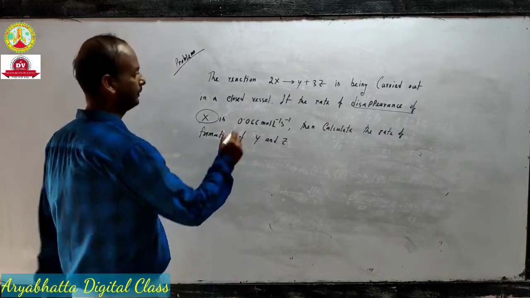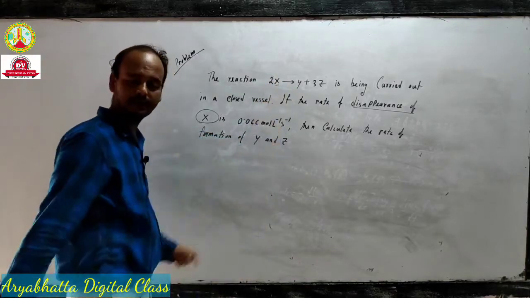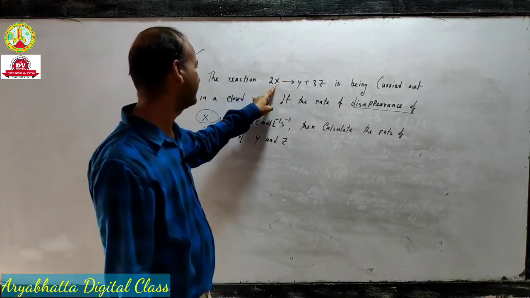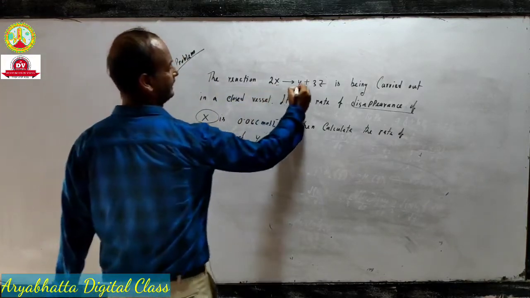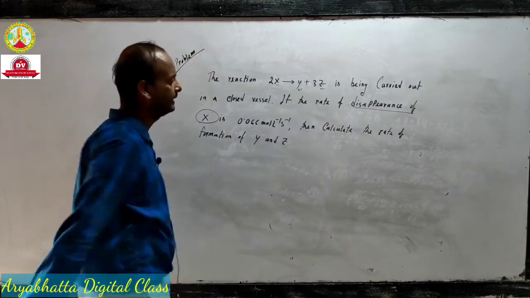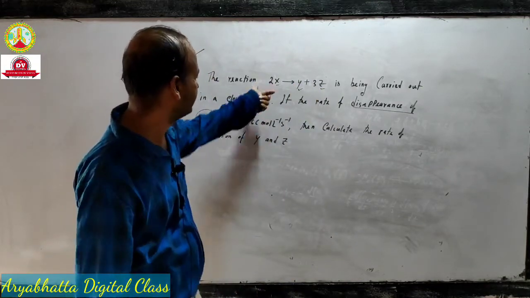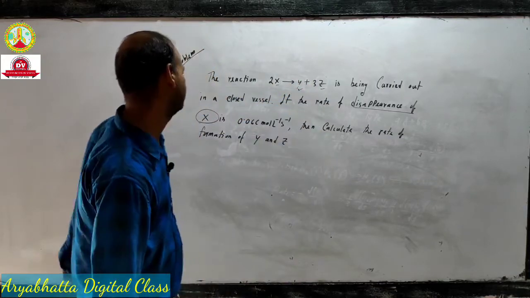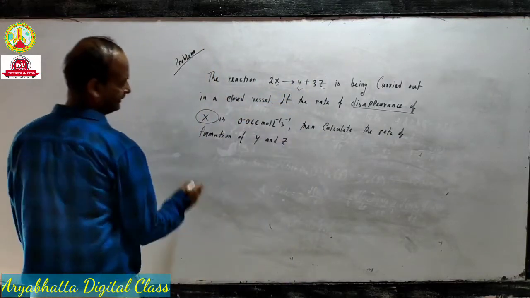Then okay, this is reactant, so obviously this will be the rate of disappearance. इसका वैल्यू दिया गया है. So what is the value of the rate of appearance of Y and Z? इसका वैल्यू इतना है disappearance का, इसका appearance का रेट कितना होगा, Y and Z का? देखो रिएक्शन क्या था? रिएक्शन ऐसे लिखना था.